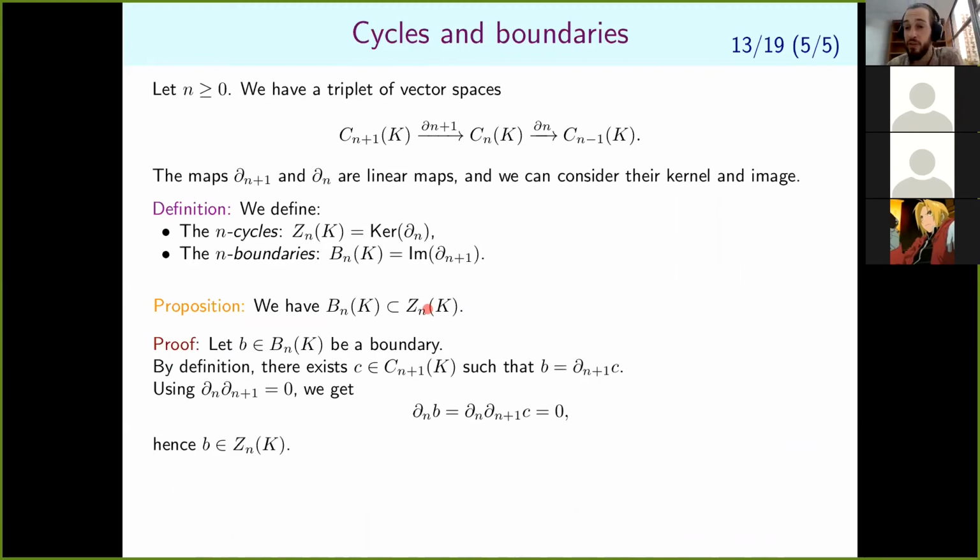And this is very easy to prove because take a boundary, B. So by definition, B can be written as the boundary of a chain, an n+1 chain. Now remember that composing the boundary operators gives you the map 0. So if I consider the boundary of B, this is the boundary of C, but the boundary of a boundary is 0. So the boundary of B is 0, which means that B is a cycle.